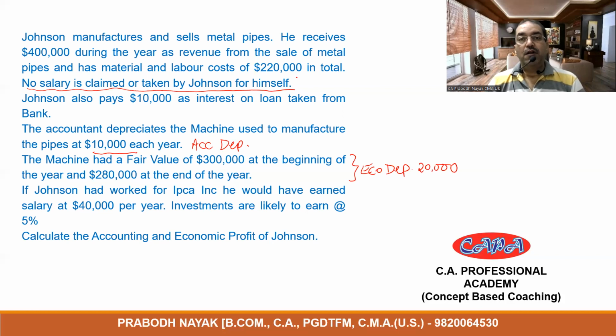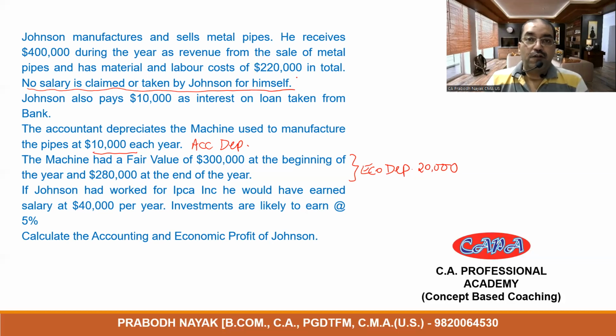So what are my accounting costs here? That is explicit costs here, and what are my implicit costs here? My explicit costs, which I have actually incurred and am liable to pay for, are material and labor costs of $220,000, interest on loan taken for business purpose $10,000, and the accounting depreciation of $10,000. That is my accounting expenses or explicit cost.